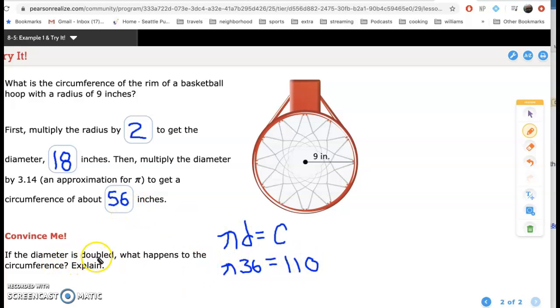So if the diameter is doubled, what happens to the circumference? It is also doubled.